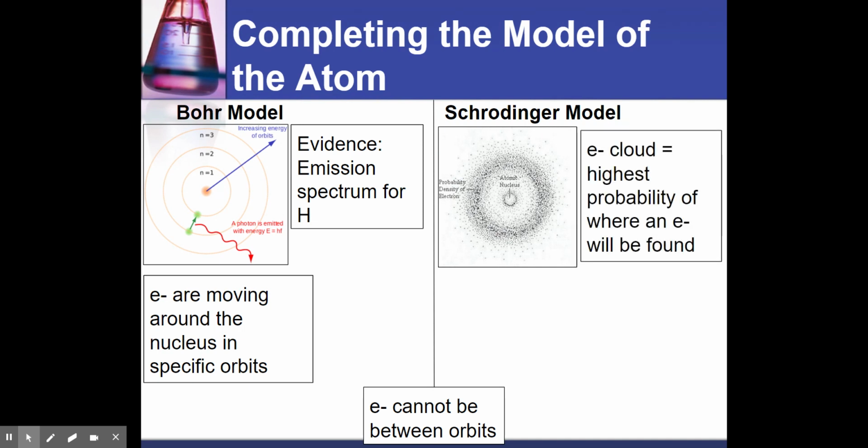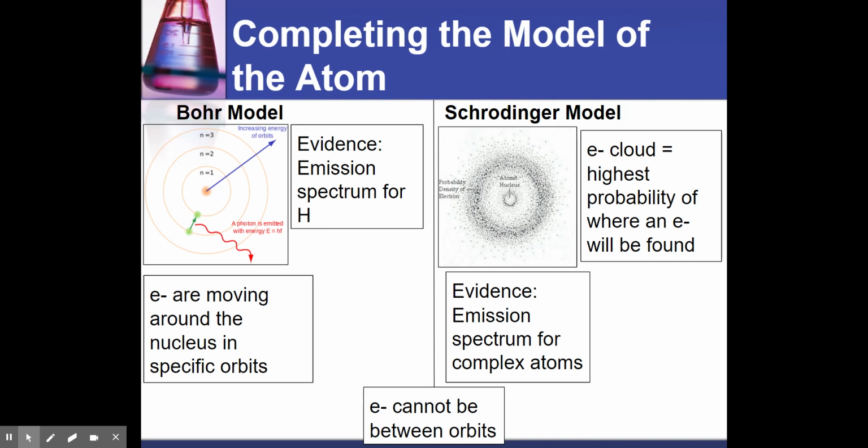And he described it more as an electron cloud, or the highest probability of where an electron will be found. So his is a probability density. Notice that we have all those dots there. The more dots we have in a spot, the more probable it is that we might find an electron in that area.